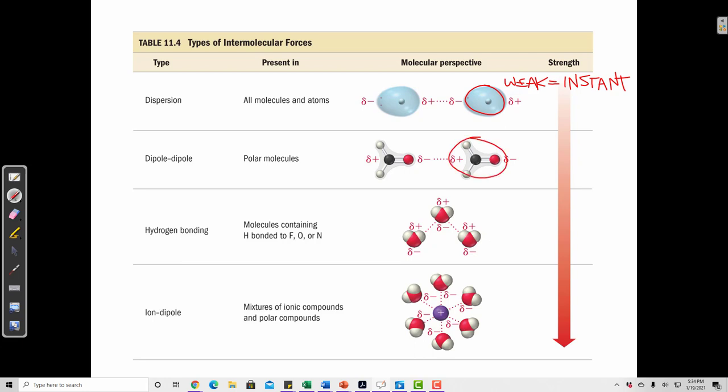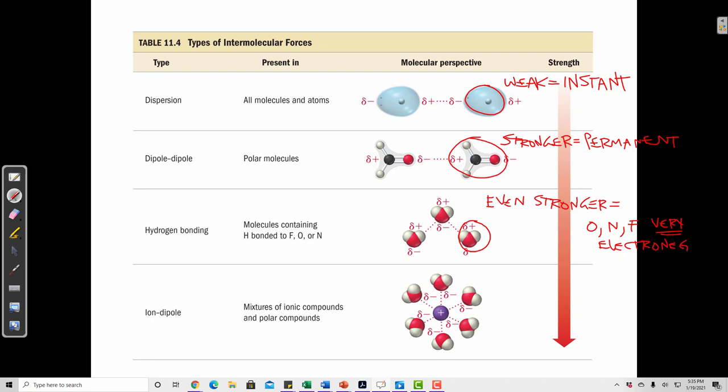This is stronger because it's a permanent dipole. Stronger equals permanent. And this dipole is even stronger because that hydrogen can be highly polarized. Even stronger because O, N, and F are very electronegative. So these are very polar. And here, I have a full positive charge.